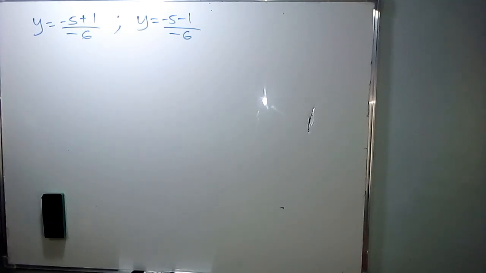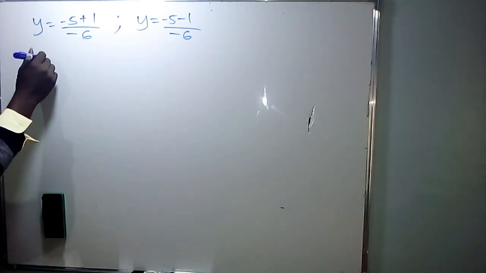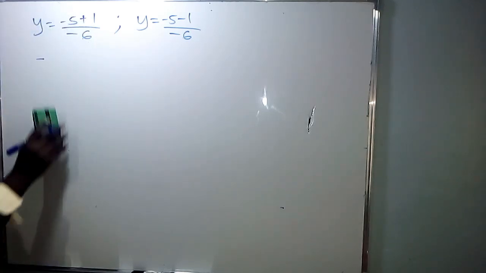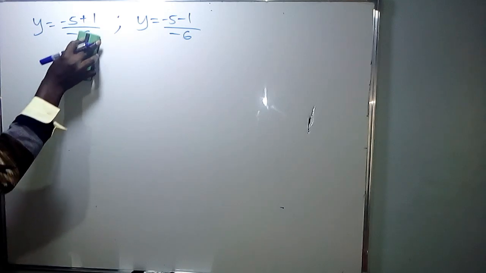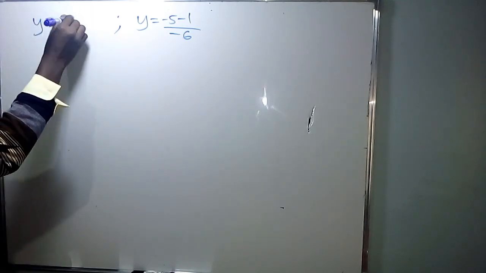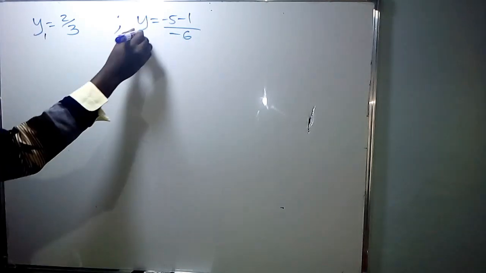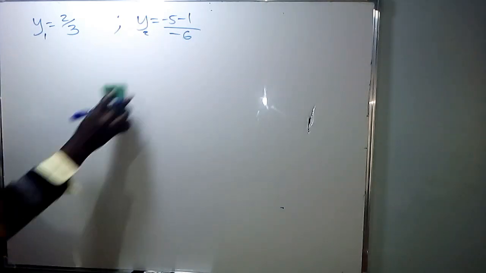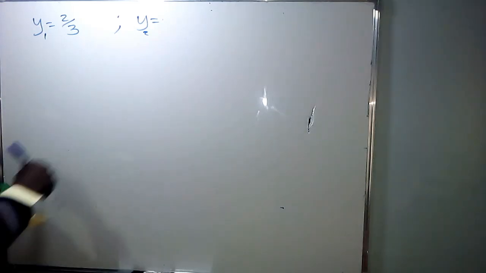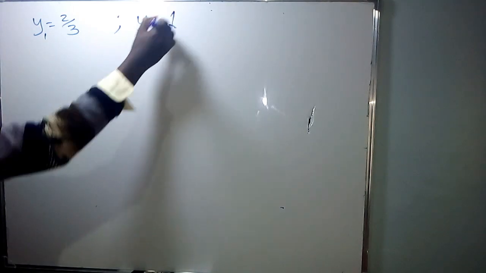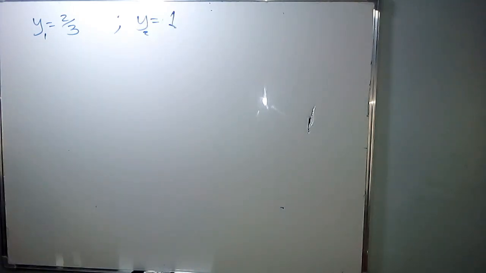So what is y1 here? Negative 5 plus 1 is negative 4. Divide by negative 6, you get 2 over 3. So y1 is 2 over 3. Then y2, negative 5 minus 1 is negative 6, over negative 6 is positive 1, isn't it? So we have the two values of y. So y is either 2 over 3 or 1.